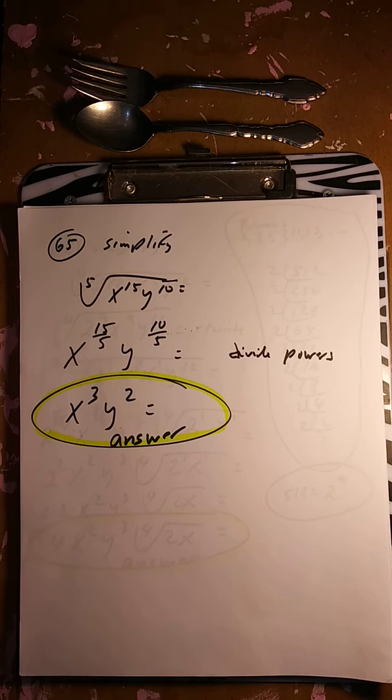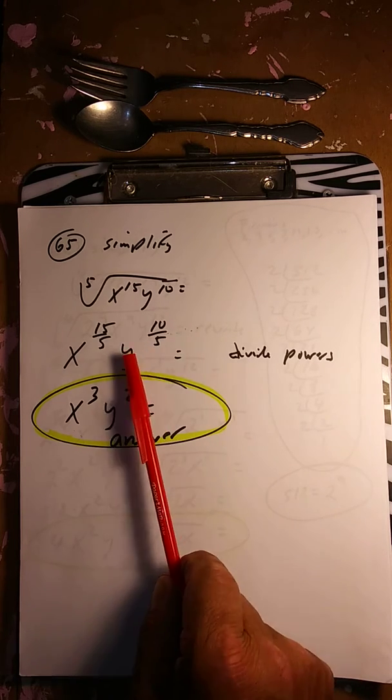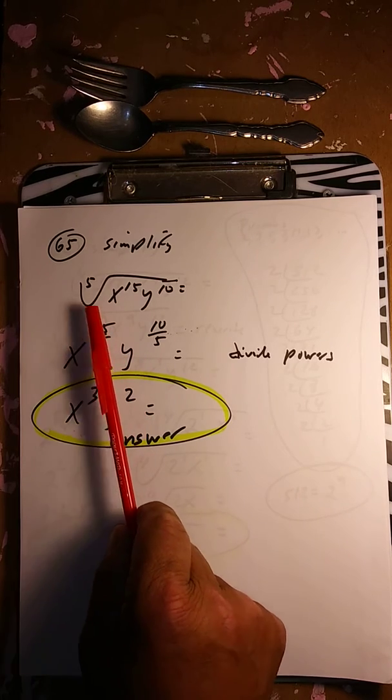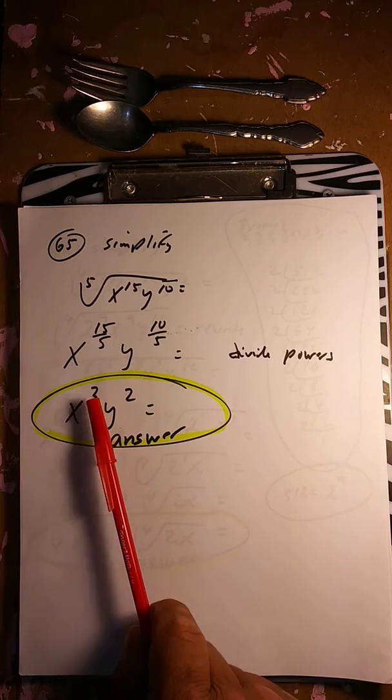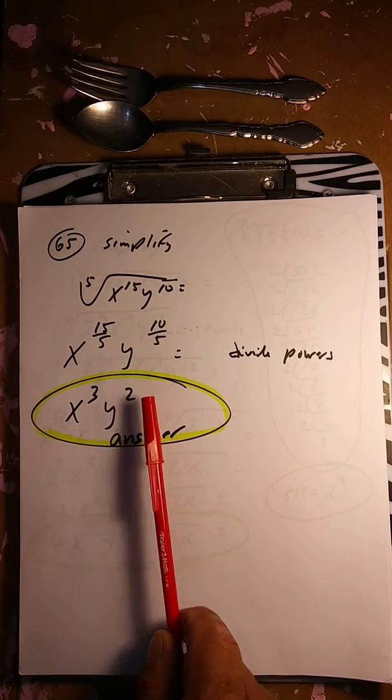The fifth root of x to the 15, y to the 10. All we're going to do is divide the powers. This 5 right here: 5 divides 15, 5 divides 10. So this is going to be x to the 15 over 5, which is x to the 3. And that's going to be y to the 2.